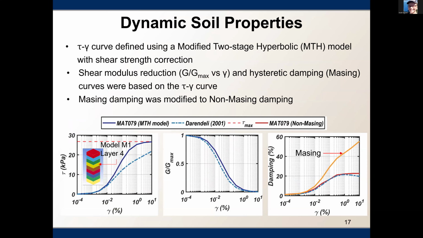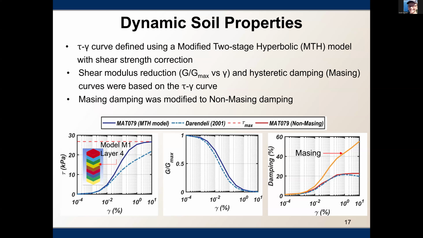For the dynamic soil properties, as I said before, we need to define the stress-strain curve. This was done based on an empirical relationship by Darendeli, 2001. However, the issue with defining stress and strain using Darendeli is that it is not corrected for the shear strength at larger strains. So I used this modified two-stage hyperbolic model to correct the strength of this stress-strain curve to the correct shear strength of the soil. Here this response is for model M1 at layer 4. We could do this for all the layers.